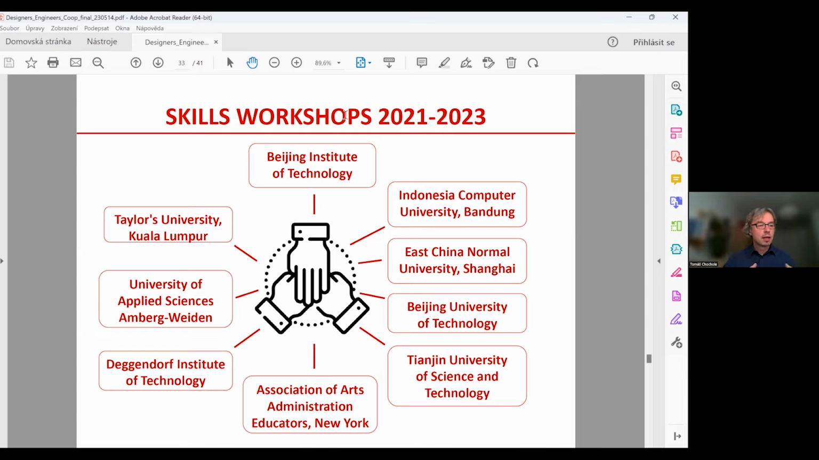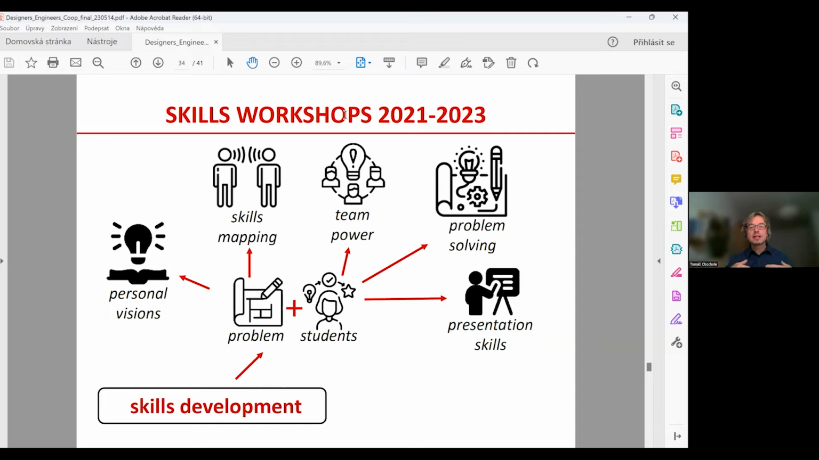So we opened the skills workshop two years ago. On these slides, you can see the partner universities who are working together. There is also UNIKOM University on this map. The skills development is focused on the personal vision of the students, the members. We are mapping their skills, trying to develop their own power, their own skills.